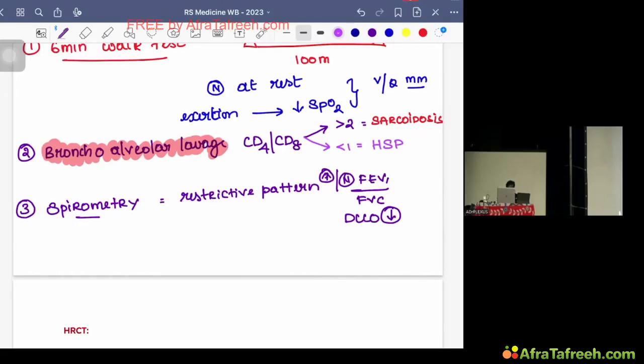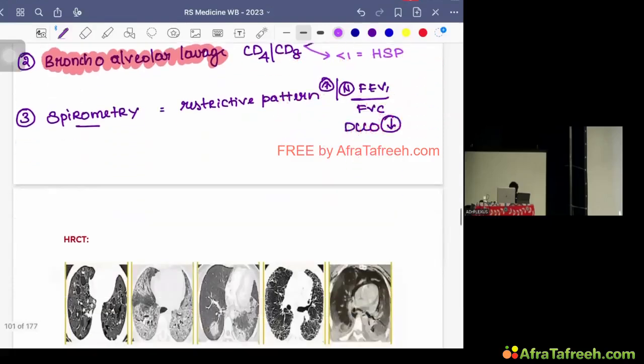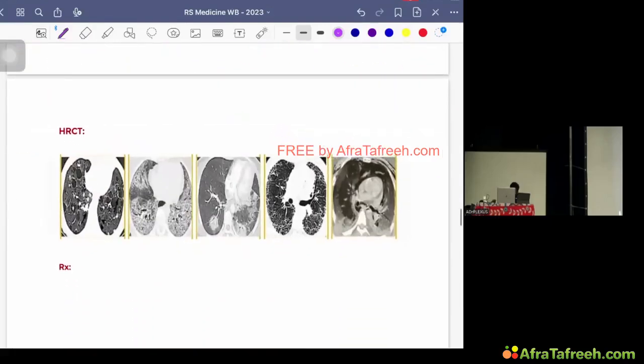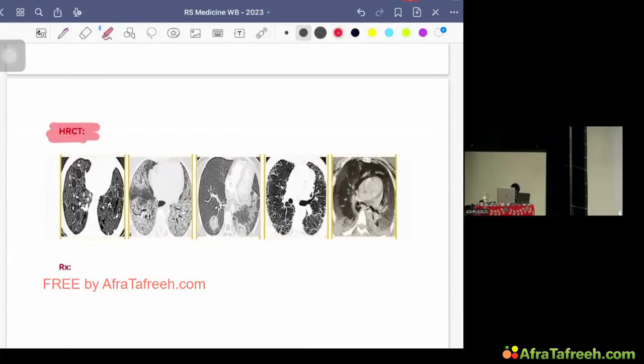In bronchoalveolar lavage, you get a CD4 CD8 ratio more than 2 in sarcoidosis, and less than 1 in hypersensitivity pneumonitis. Okay, it's a very, very important thing. Otherwise, all the other things I will tell in the respective diseases. Then what you are going to do is a HRCT. HRCT is the investigation of choice.